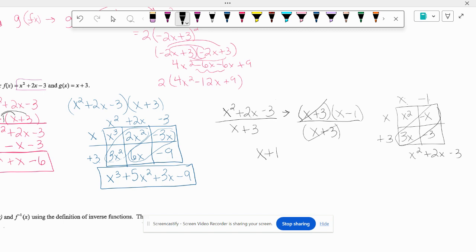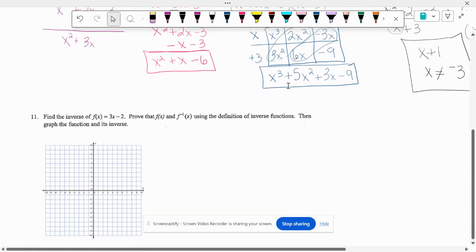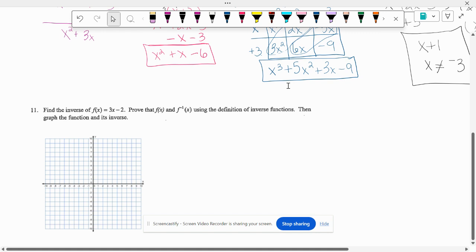But you have a domain restriction on this, right? Because you're dividing, and you can't let your denominator ever equal 0. So if x is ever negative 3, you're going to get a 0 in the denominator. So you're just going to say that x cannot equal negative 3, because that would give you a 0 in the denominator, and you cannot divide by 0.